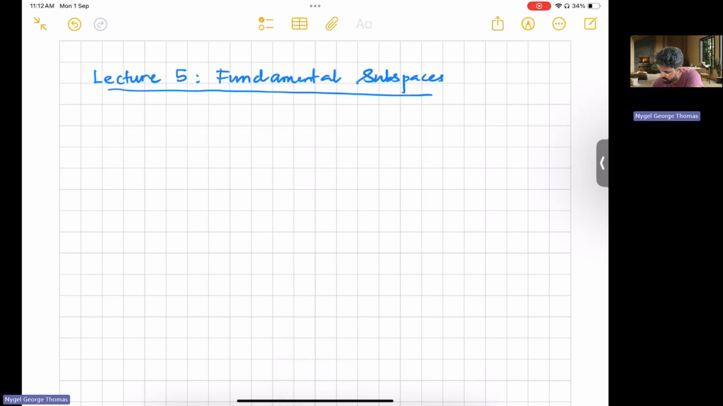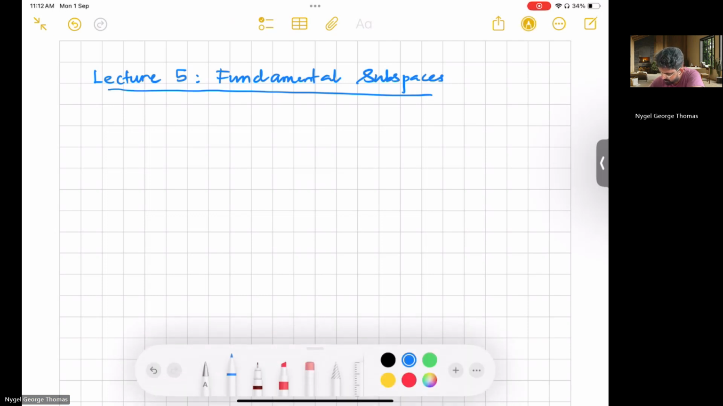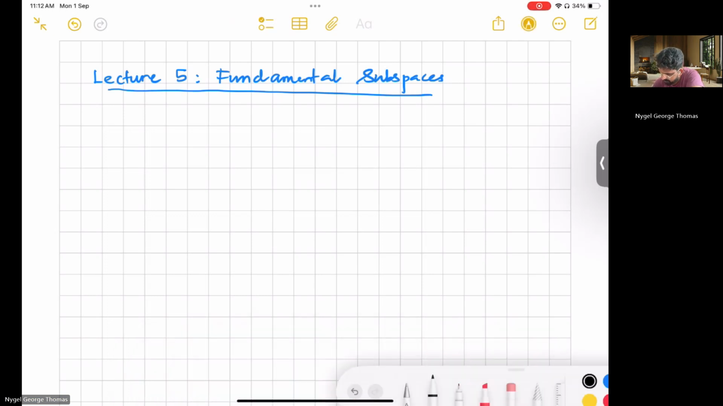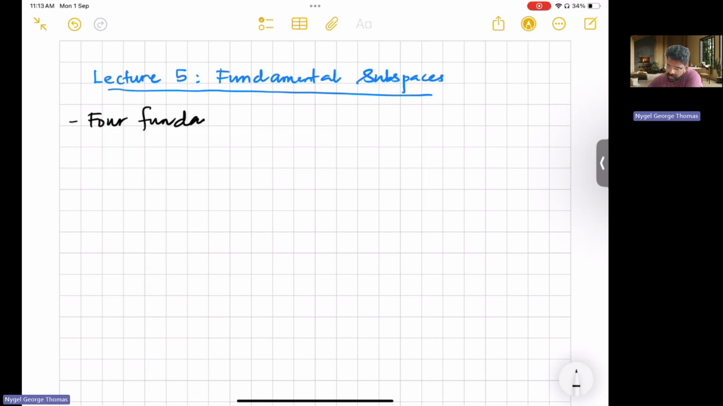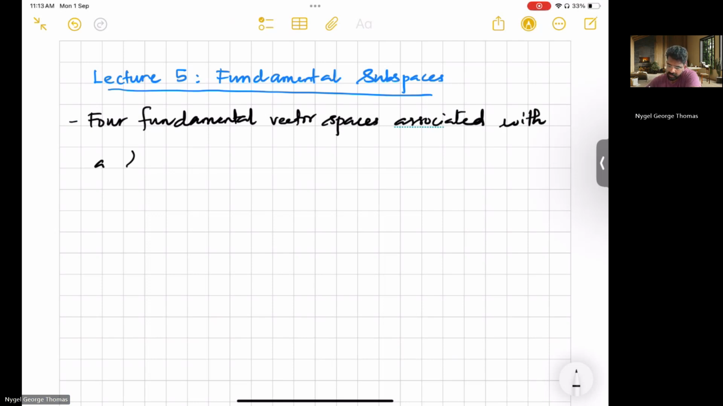Let me change the color. These are the four fundamental vector spaces associated with a linear transform.